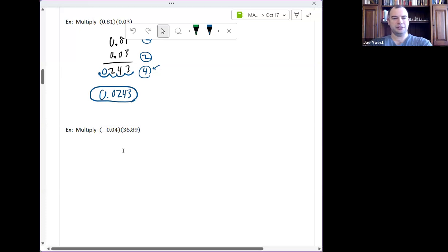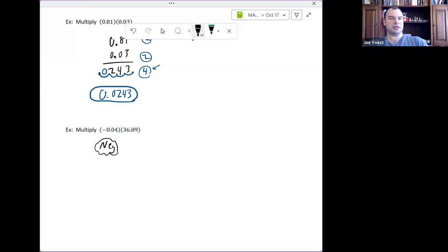Okay, what about this product? Negative 0.04 times 36.89. So I know my answer is going to be negative because I have a negative times a positive. And then I'll just take 36.89. I'll put that on top because that has more numbers to it. And 0.04 on the bottom, and I'll multiply these. Again, in this case, my decimal points happen to line up, but that doesn't matter. I just push everything to the right.